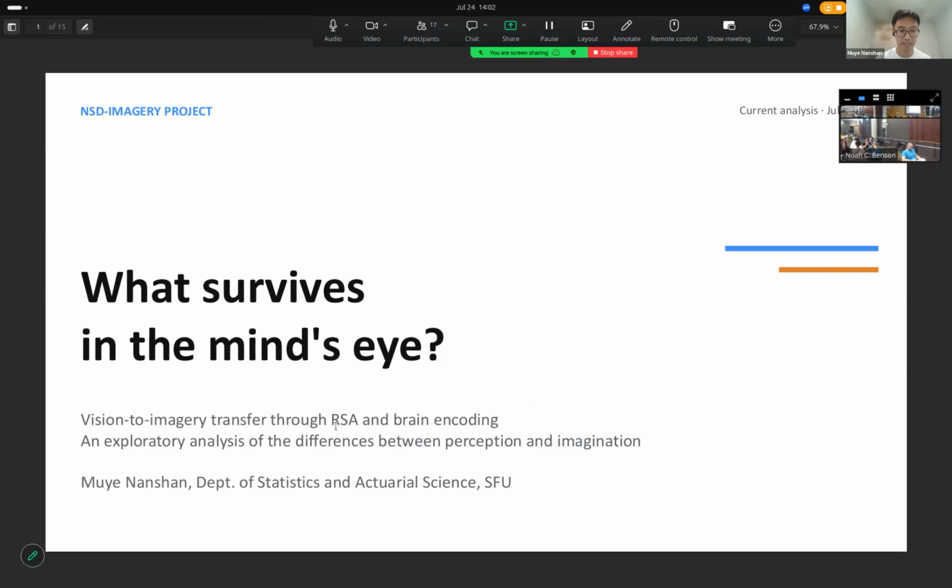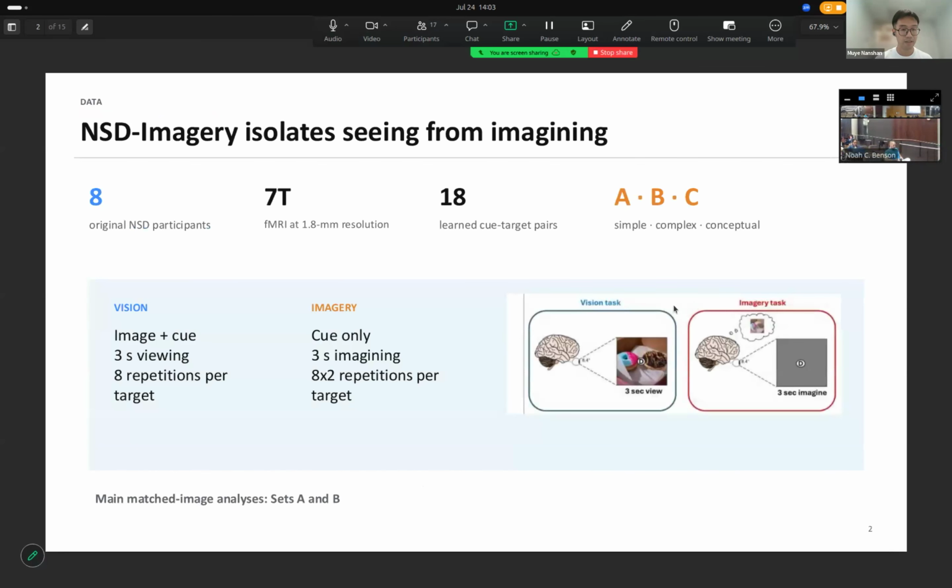One is RSA, the representational similarity analysis. Another one is brain decoding. All right, so let me give a bit of an introduction to this data set. In this data set, we have 8 participants, and each participant undergoes several trials. Before their fMRI scanning, each participant learned 18 targets, along with their cues.